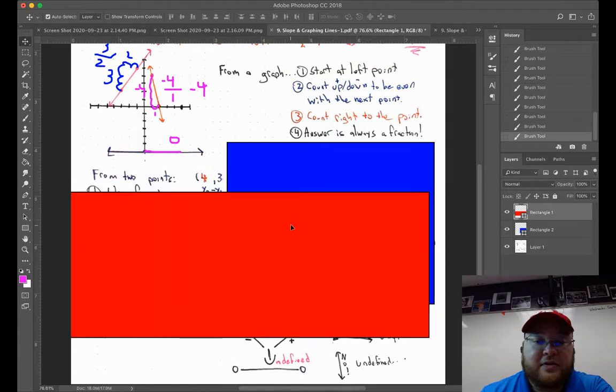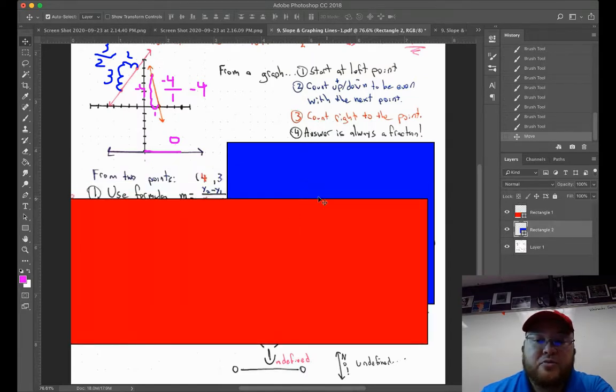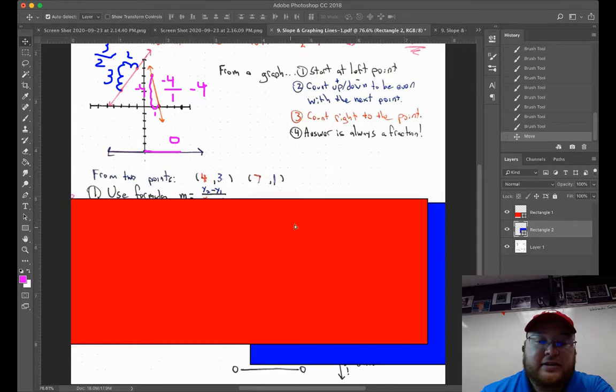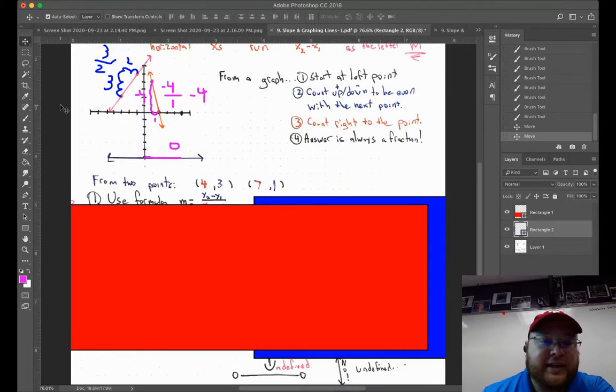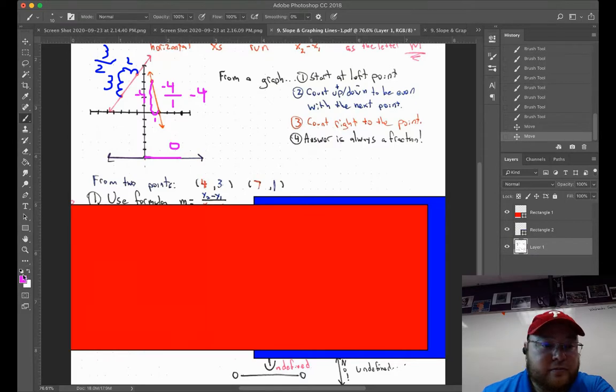You could also find slope through a pair of points. So let's say I want you to find the slope of 4, 3 and 7, 1. Basically, if I gave you the point 4, 3 and 7, 1, there's a line between them. What's the slope? You could graph them and then count. That's always legit.